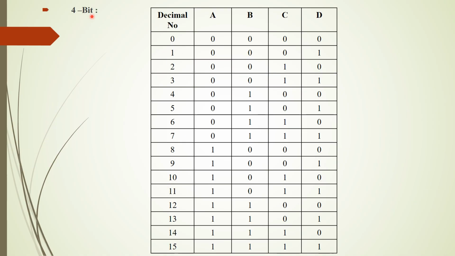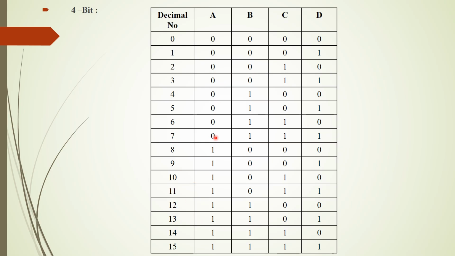Then next, the 4-bit representation of the binary number system. 4-bit numbers consist of 4 variables A, B, C, D. That means there are 16 possibilities. In the 4-bit binary number, 0 is represented as 0 0 0 0. 1 is represented as 0 0 0 1. 2 is represented as 0 0 1 0. 3 is represented as 0 0 1 1. This is the positional value: 2 raised to 0, 2 raised to 1, 2 raised to 2, 2 raised to 3 and so on. So all the decimal numbers are represented in 4 bits in this form.